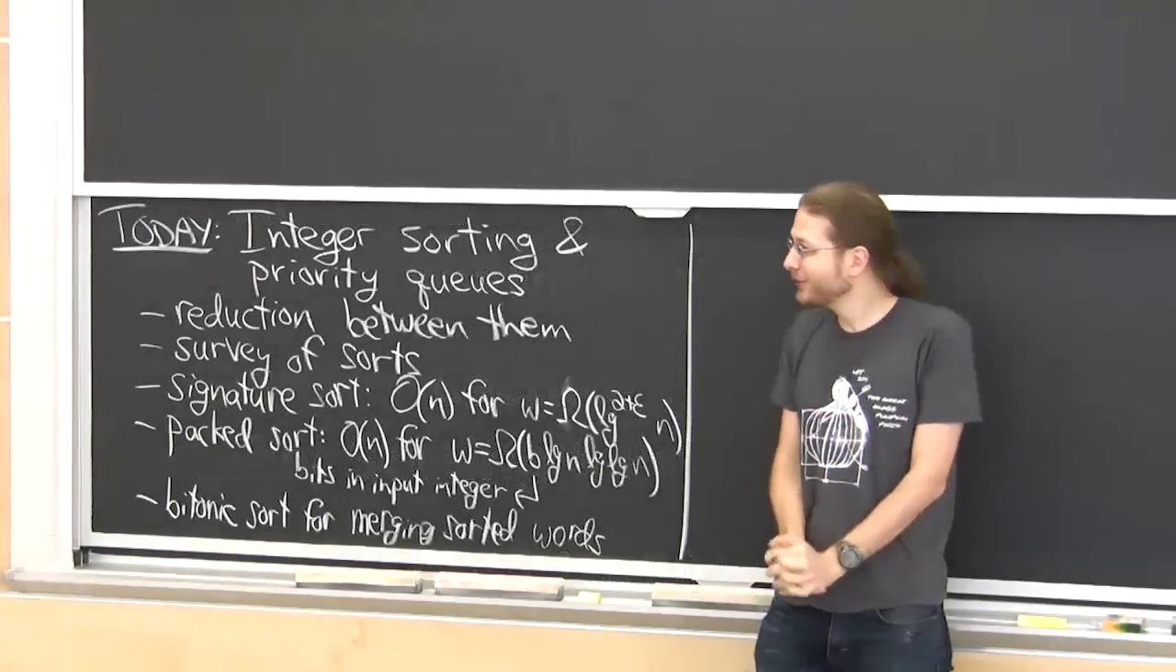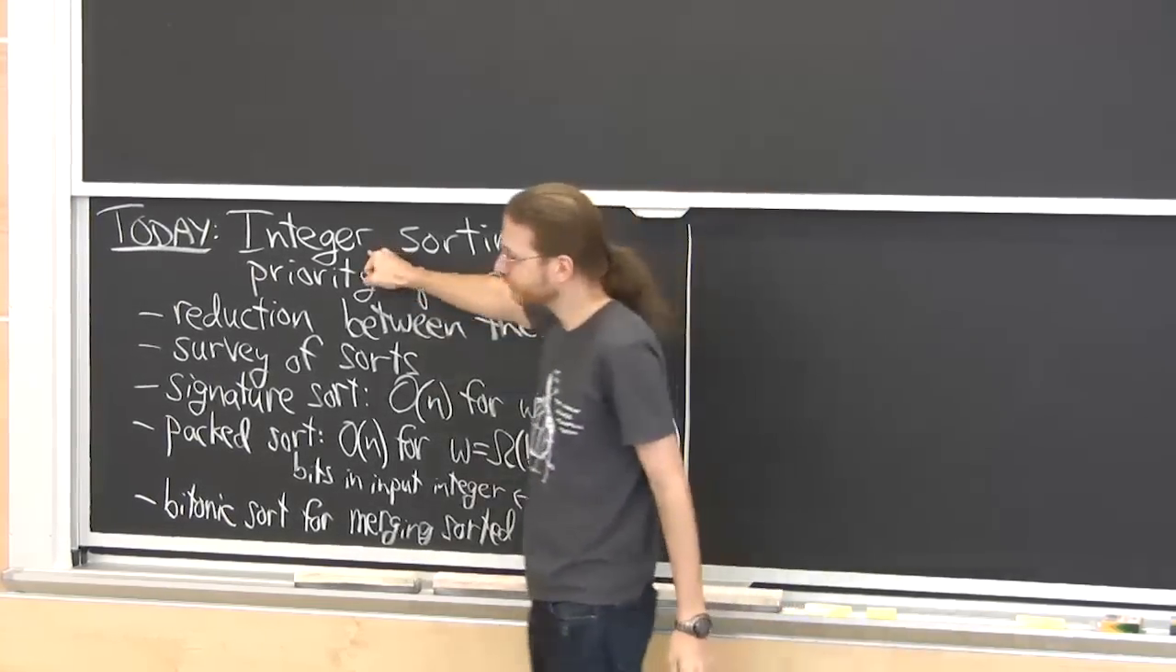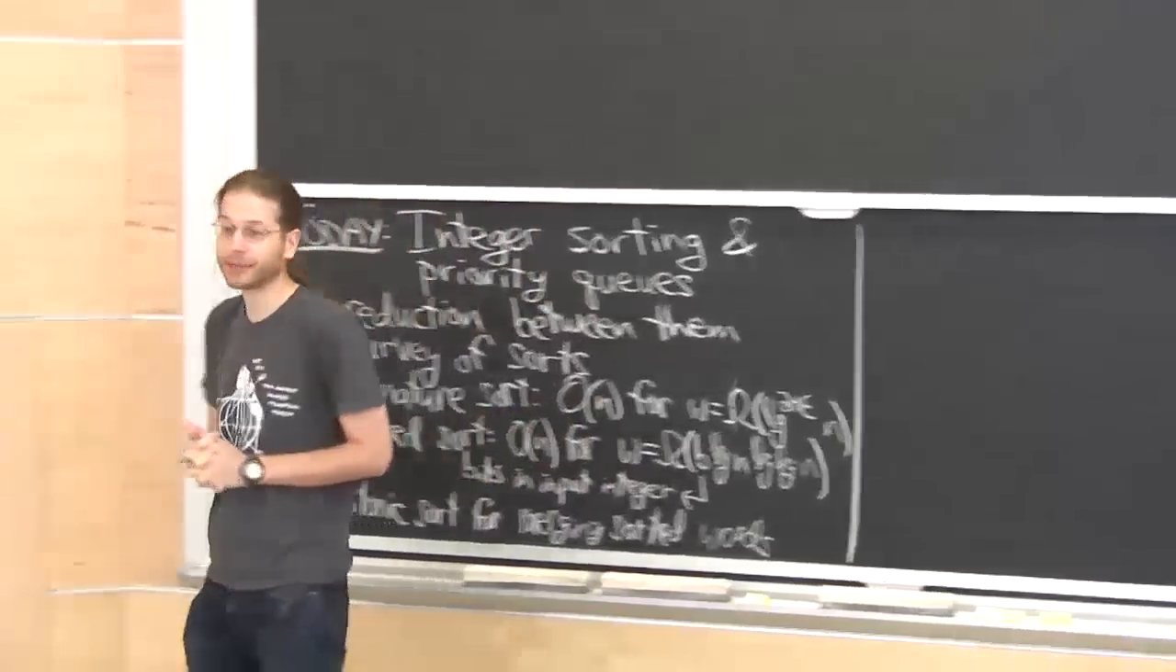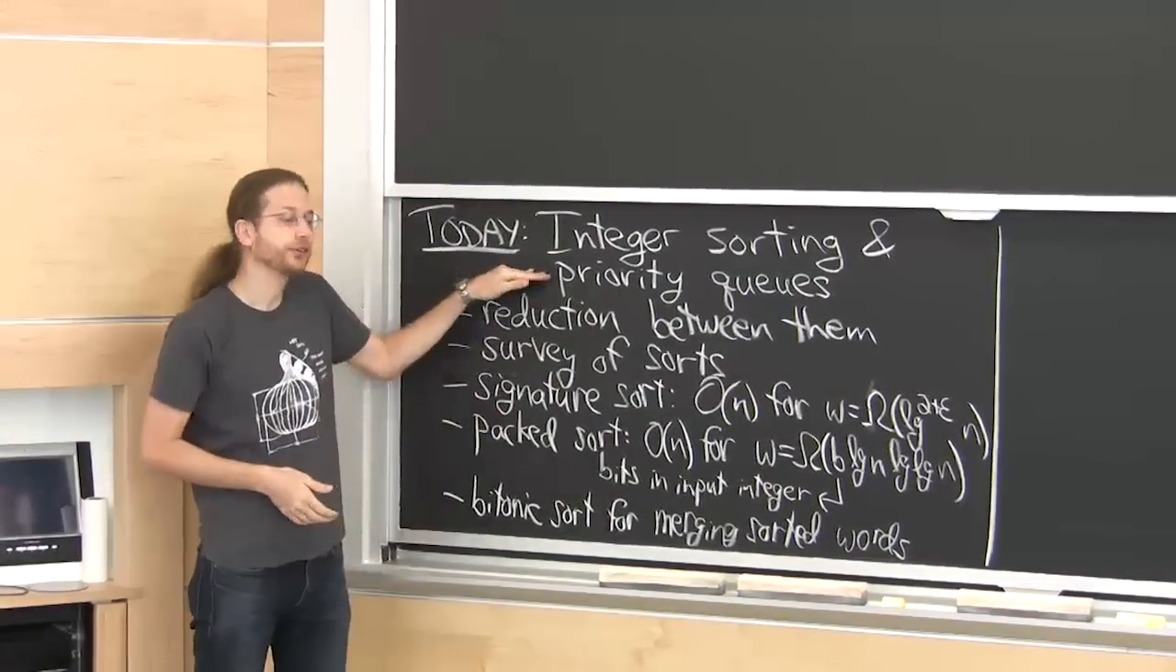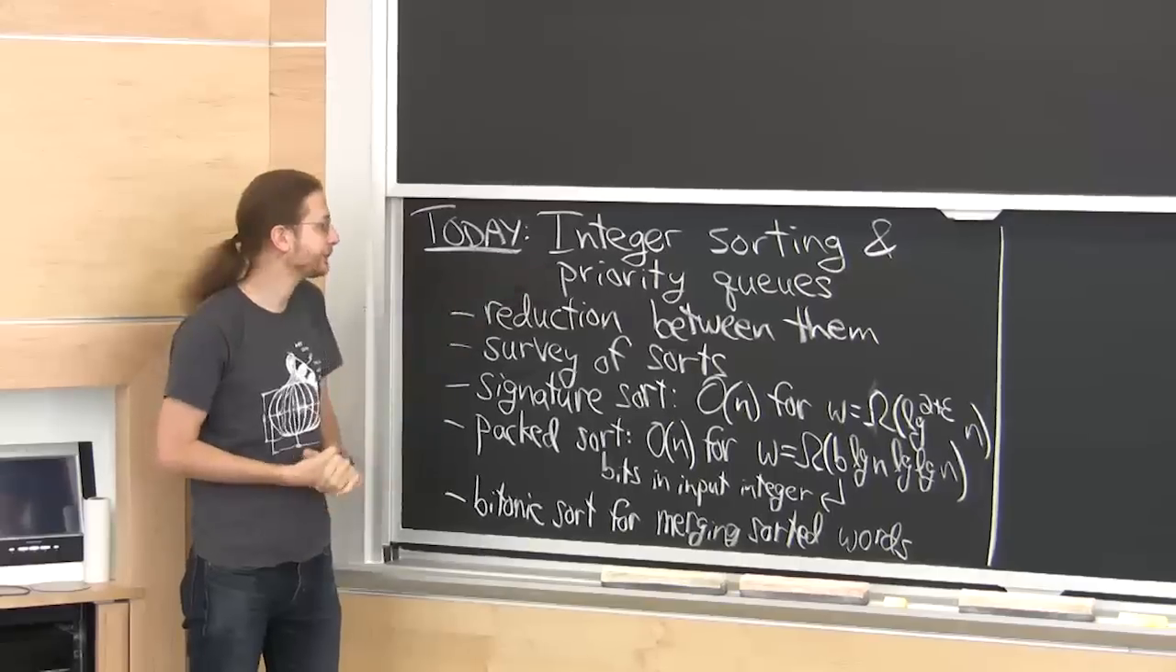All right, today we continue our theme of integer data structures, and today we're going to look at priority queues instead of the predecessor problem, so something a little different. Insert, delete, and find min.